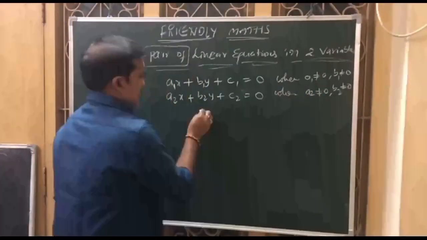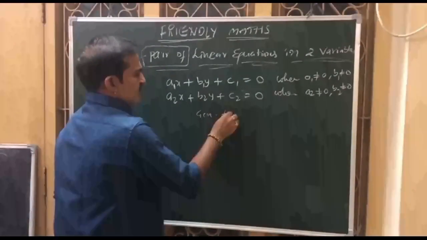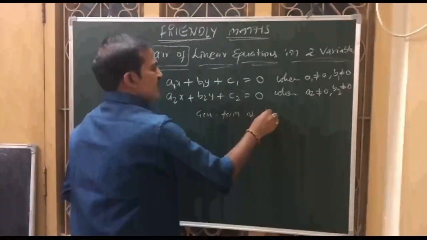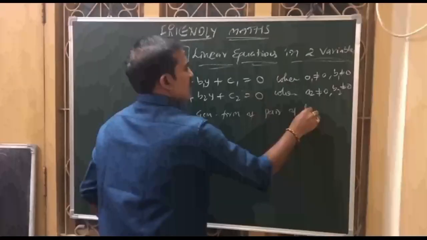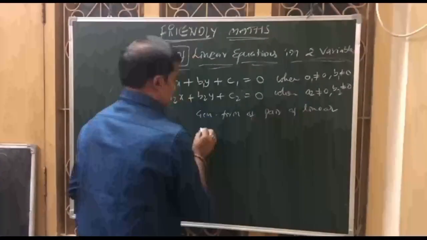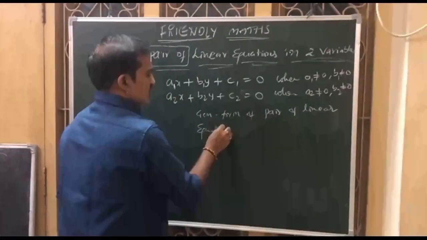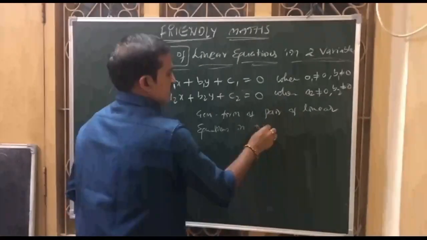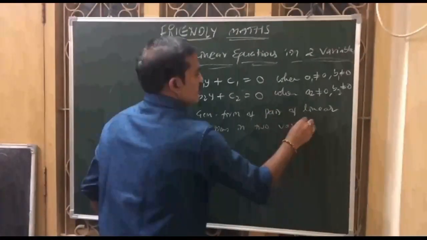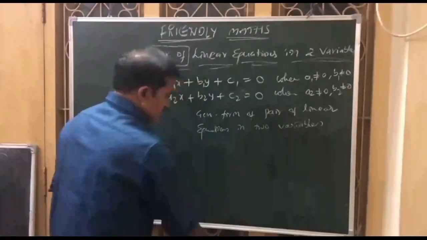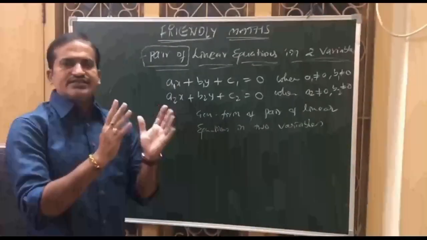These are the general form of a pair of linear equations in two variables. Understand? Now, if you take a pair of linear equations, what is their nature?